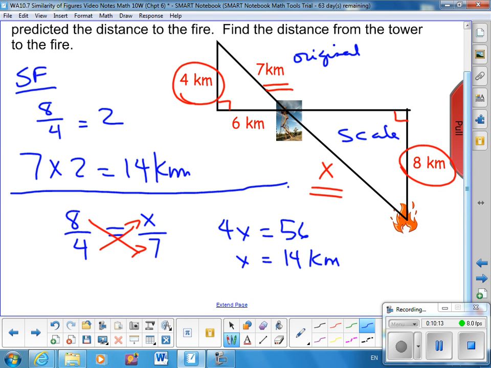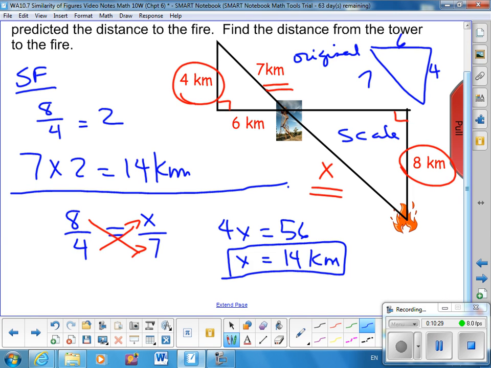So this question still uses scale factor. Just make sure that you are comparing the corresponding sides, that you're not just assuming which ones. So take a look at where the right angle is. You might want to redraw this triangle. Okay, so it's in the same position as the big triangle, and then you can match up the corresponding sides a little easier.